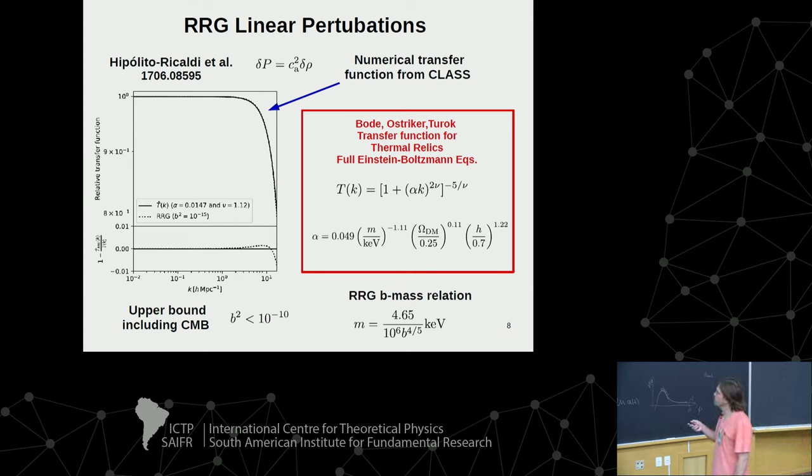And here they also include CMB data. It's not a statistical analysis, just, if I remember well, they see that they start to fit the CMB spectrum with B squared less than 10 to the minus 10. Okay, so also note that the scales where the departure appears are very high K, very small scales.